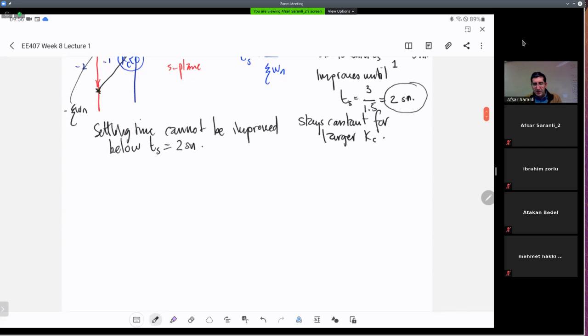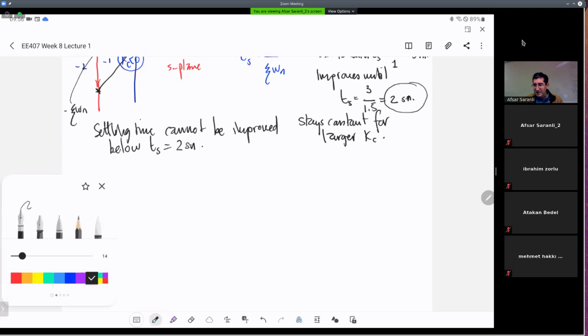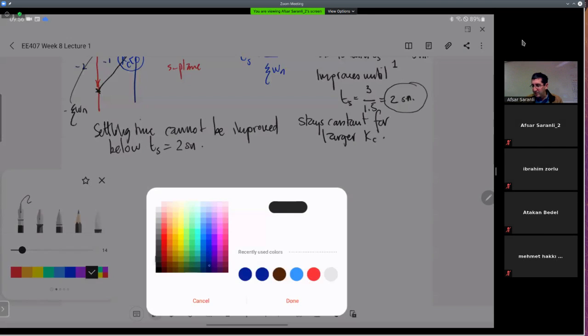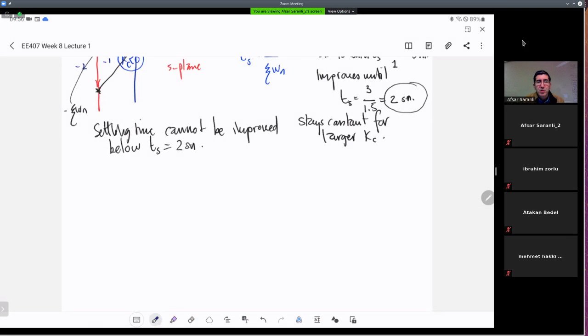Remember, the question was that we want to find a controller that will achieve a settling time which is as small as possible and a steady state error as small as possible. So I want to take a look at the steady state error as well at this point. Okay, any questions so far?